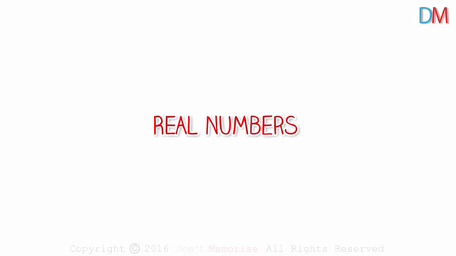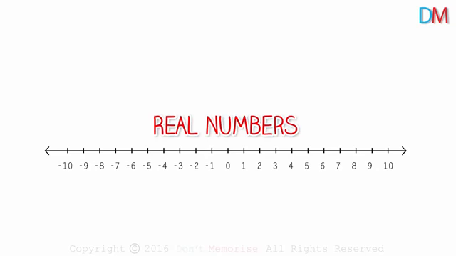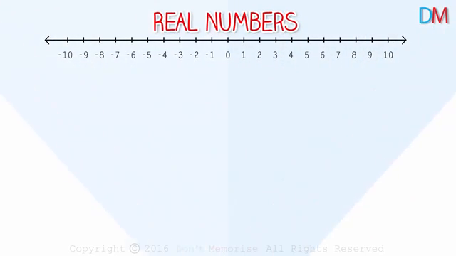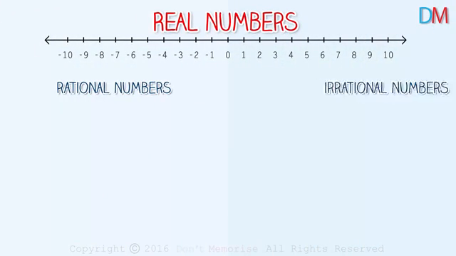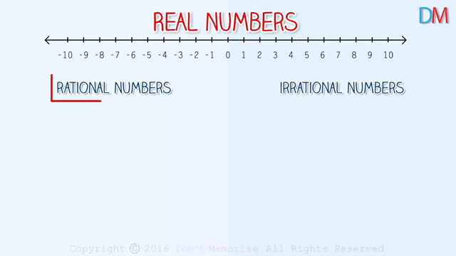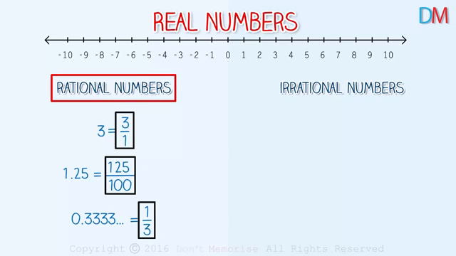We already know what real numbers are. These are the numbers that can be represented on the number line. We also know that real numbers can be broadly classified as rational and irrational numbers. Rational numbers are those that can be represented as ratio of two integers with no common factor.